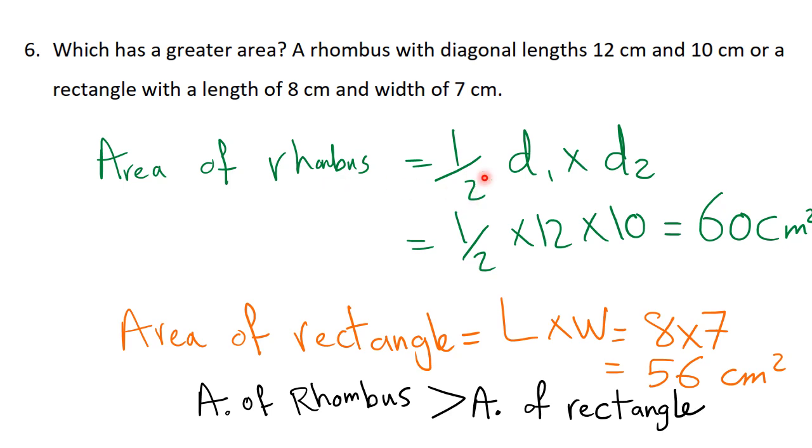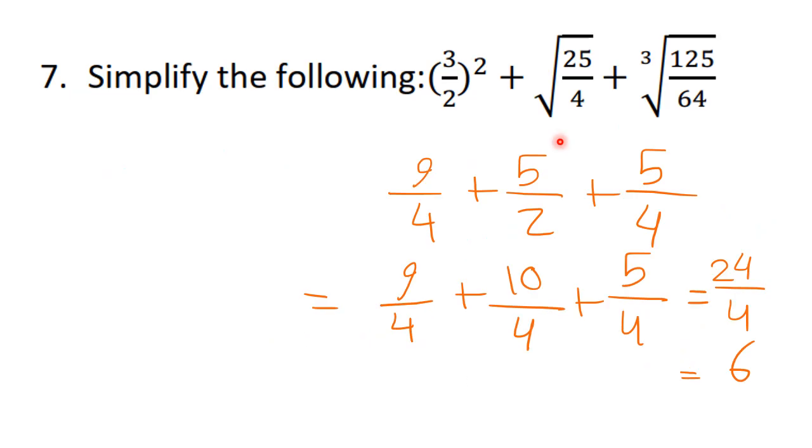The area of the rhombus, we have to know this rule very well. It equals half d1 times d2, and we already have d1 and d2, 12 and 10. So half times d1 times d2 equals 60 square centimeters. Now let's move to the rectangle. We have its length and width, and we know before that the area of the rectangle equals length times width, so it will be 8 times 7, which equals 56. Now we can compare 60 and 56. It shows that the area of the rhombus, 60, is greater than the area of the rectangle.